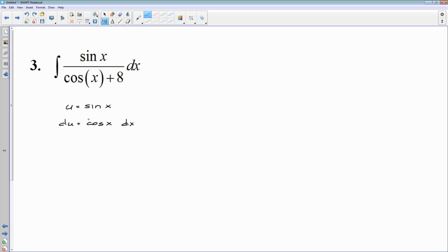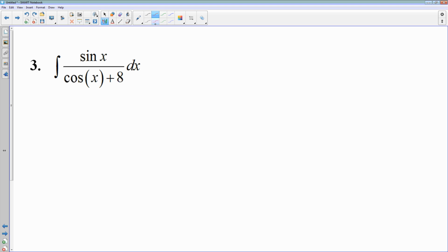Which is okay for u. I could substitute my u in for sine x, but I don't see a cosine x dx. The cosine has to be multiplied by dx. I have a cosine down here, but the problem is I'm adding an 8 to it, and this cosine is in the denominator. My du should have cosine in the numerator times the dx. So that substitution failed. I could not find cosine x dx in my problem. So I erase that and I try again.